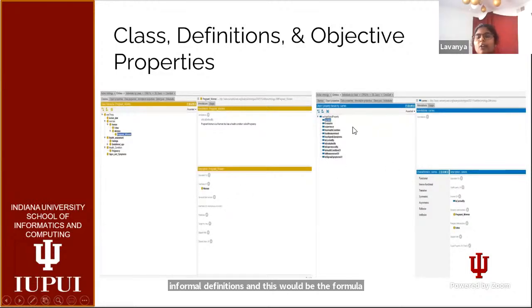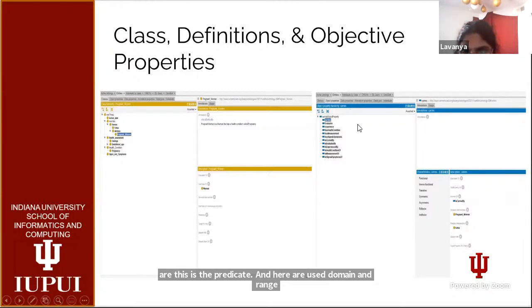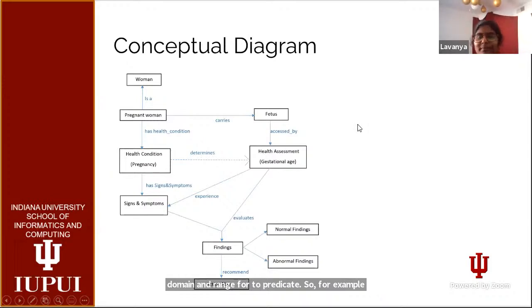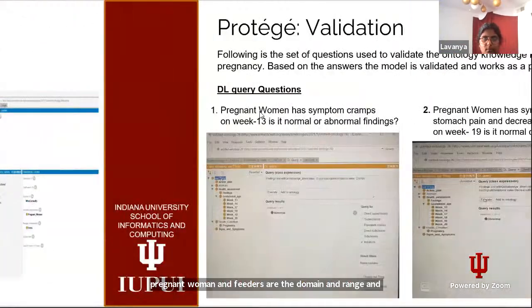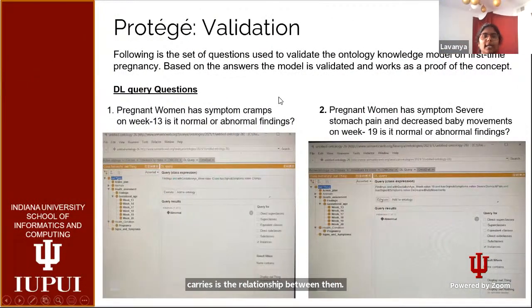And the second is the object properties. Properties are of two types: object properties and data properties. Object properties here are the predicate, and here I used domain and range for the predicate. For example, pregnant woman carries fetus. Pregnant woman and fetus are the domain and range, and carries is the relationship between them.